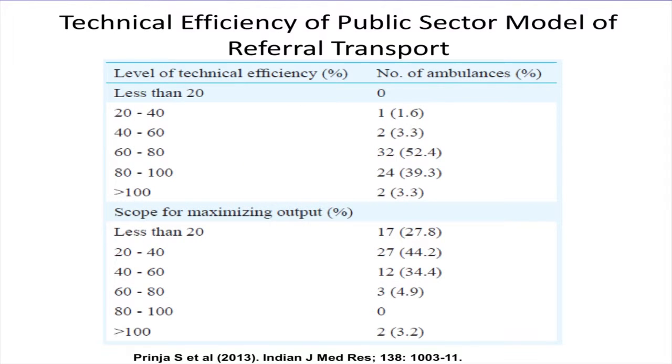Level of technical efficiency: how efficient is your public sector? This is also there in your reading, and as you see, about 40% are operating at more than 80% efficiency. Public sector is actually efficient, and if you total these two together, more than 80% are functioning at more than 60% efficiency level.